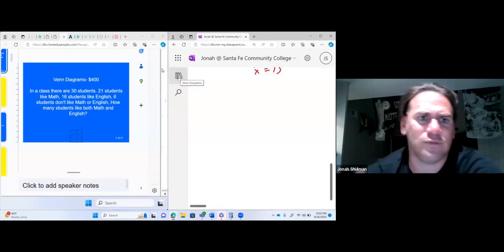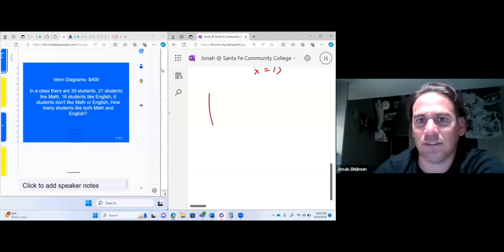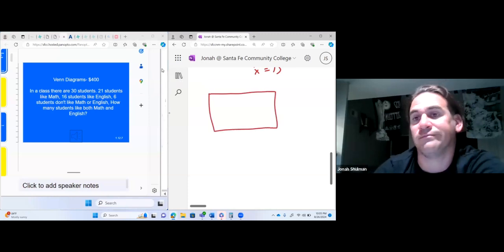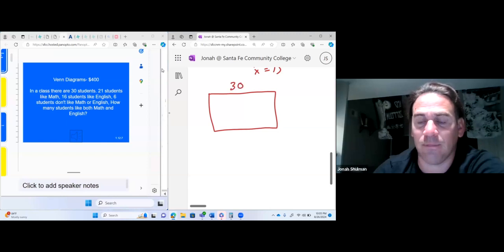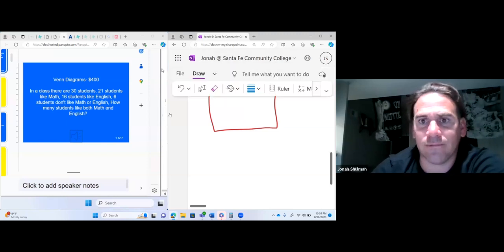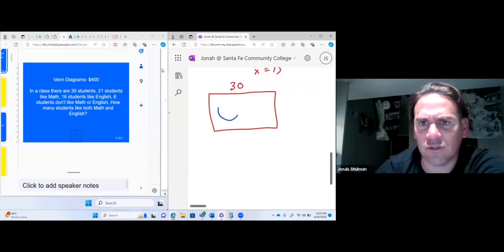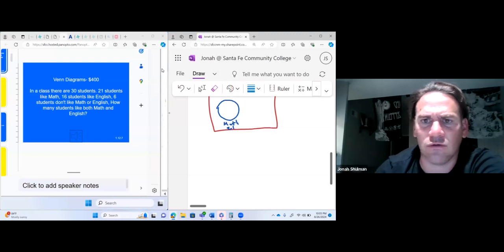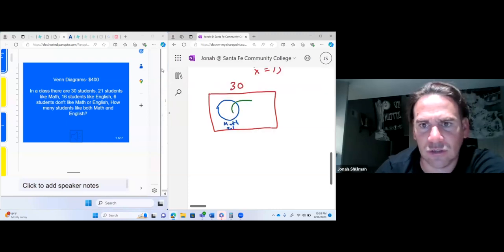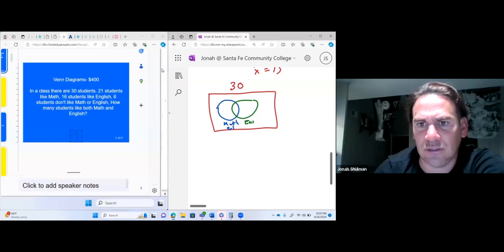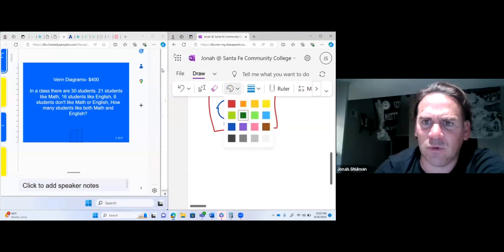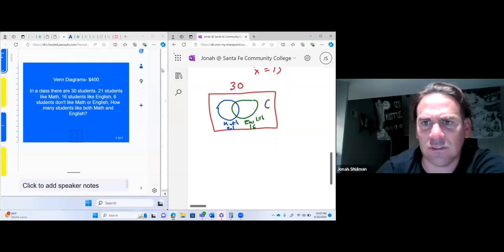So I looked at it for a while. In a class, there's 30 students. Every time I do a problem like this, the first thing I'm going to do is draw a box. Nothing crazy about that. I put 30 on top, so I know this whole thing has to equal 30. I'm going to do blue for math. Here's my blue circle for math. It says my blue circle has to total 21. I will do a green circle for English, and this circle has to add up to 16. And now in black, I'm going to put what we don't have. 6 don't like either.